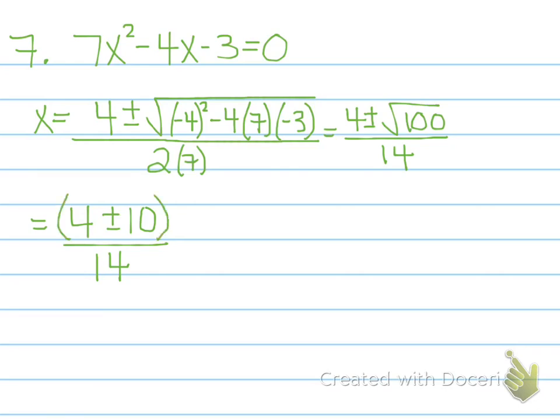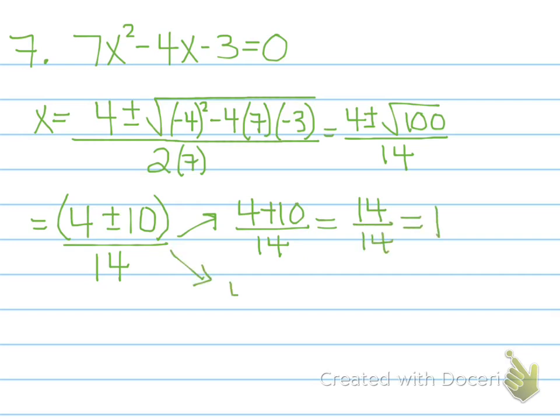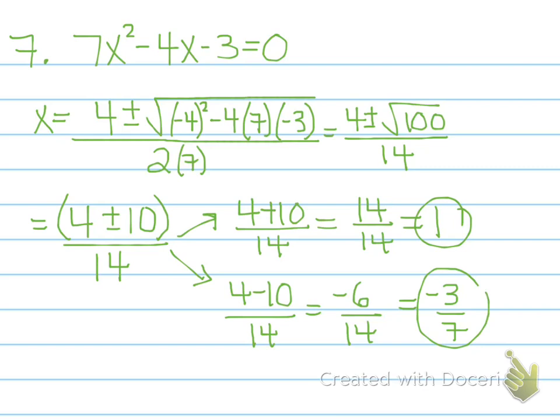So technically we could put parentheses up top there and do 4 plus 10, which is 14 over 14. So we have 14 over 14, which equals 1. And we also have 4 minus 10 over 14, which is negative 6 over 14, which we have to simplify into negative 3 over 7. So these are both of our solutions for that quadratic.